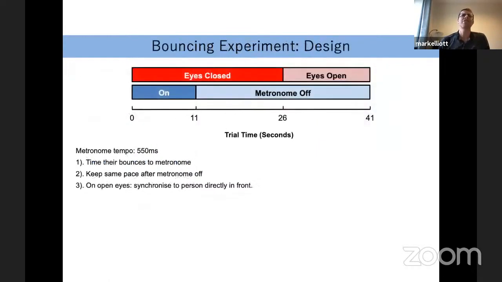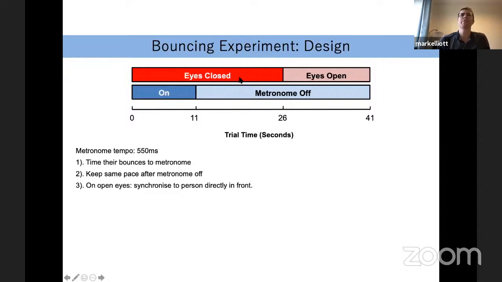For each trial, we set different sensory conditions. We started by asking participants to bounce with their eyes closed, but we provided a metronome. So they had an auditory cue to synchronize with to start with. And then after 11 seconds, we turned that metronome off, but the participants kept their eyes closed.